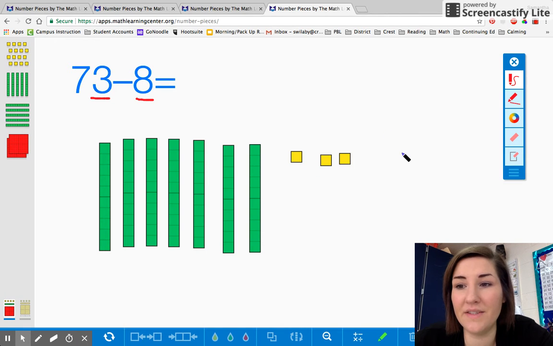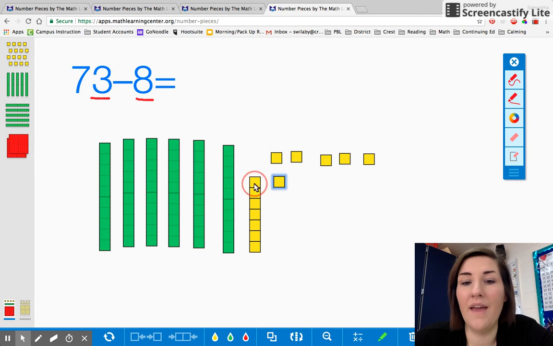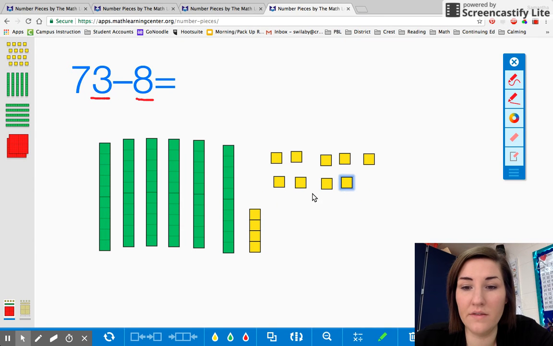So I can't take 8 1s away from these 3 that are right here. So what I have to do instead is I need to borrow or regroup. I will take a 10 and break it apart. Again, I didn't get any more from over here or pull any more from my bag. What I did instead was trade a 10 so that I have the same amount total. But now I have more 1s.